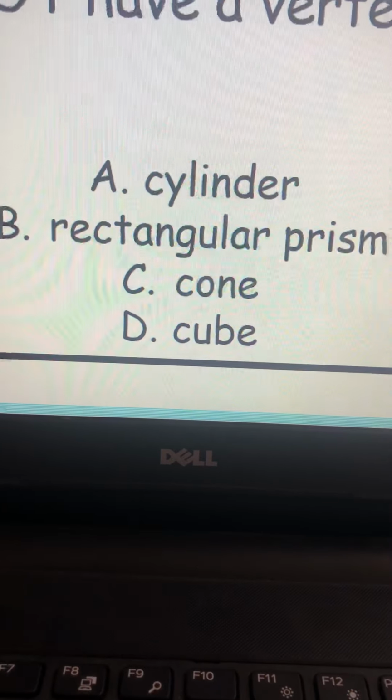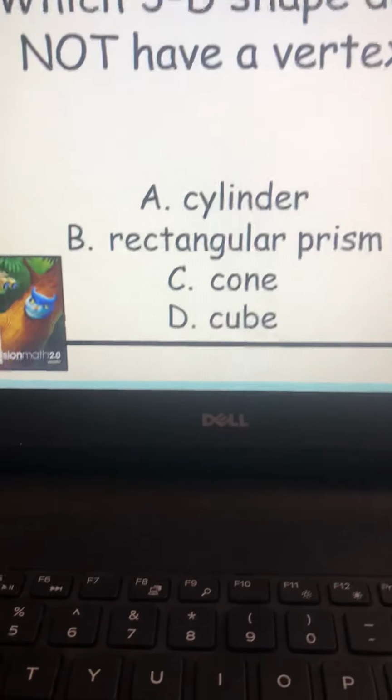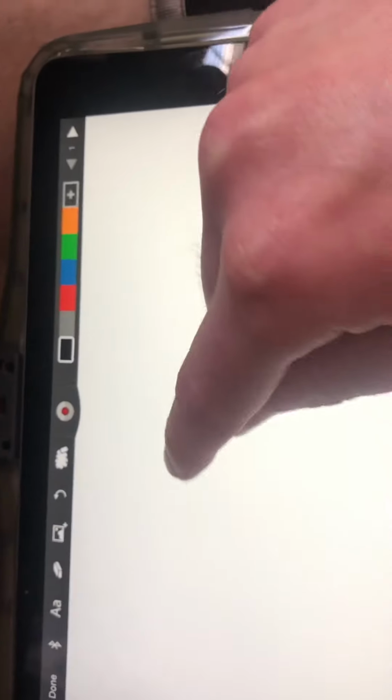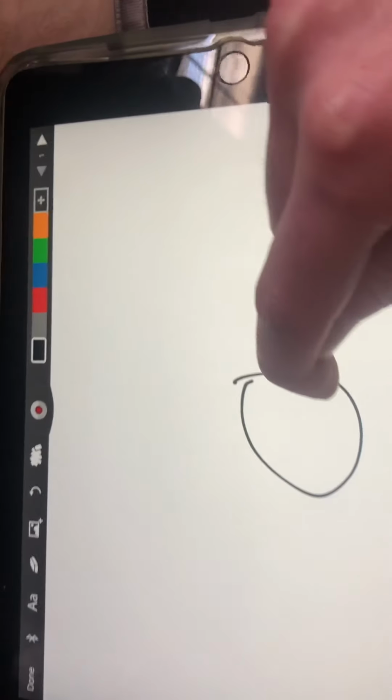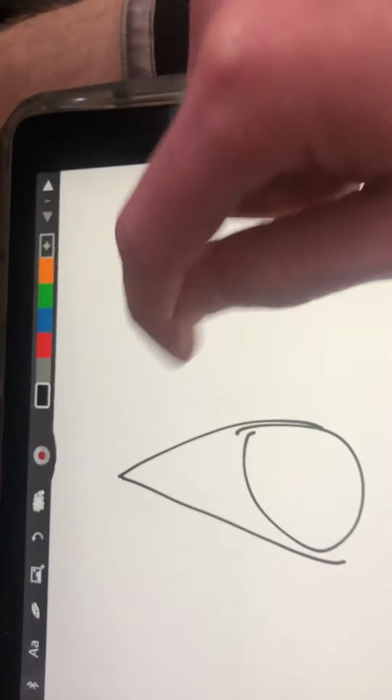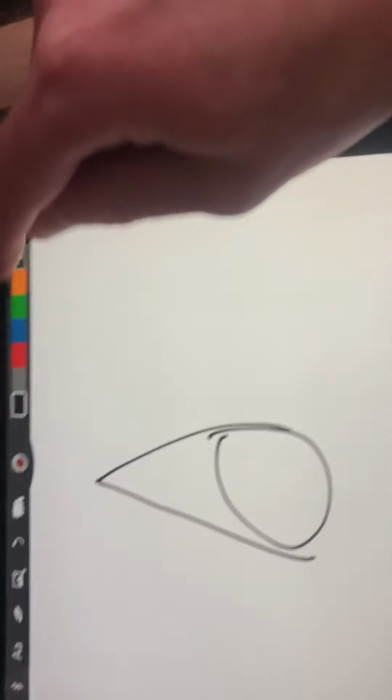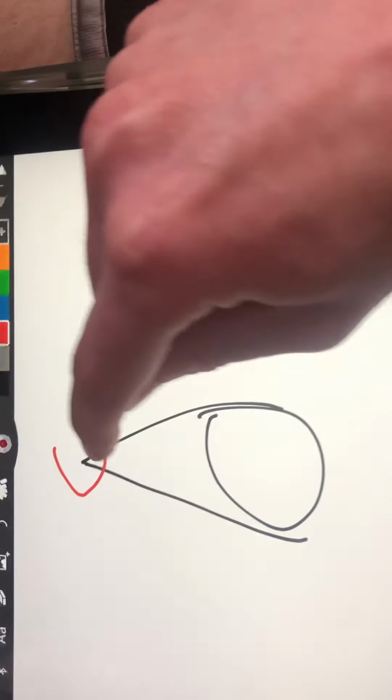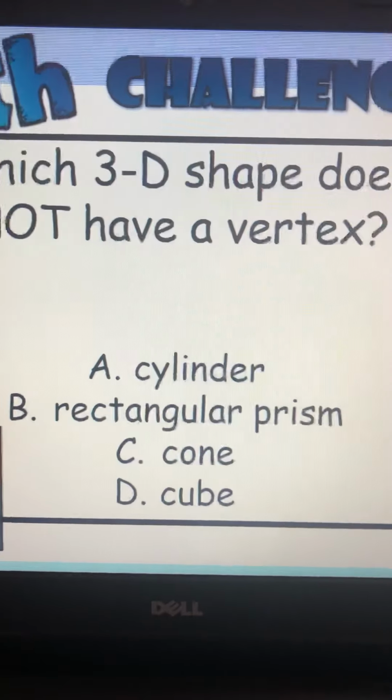A cone. You might remember in an earlier question that a cone does have a vertice. Right up here is where the cone has its vertice at.